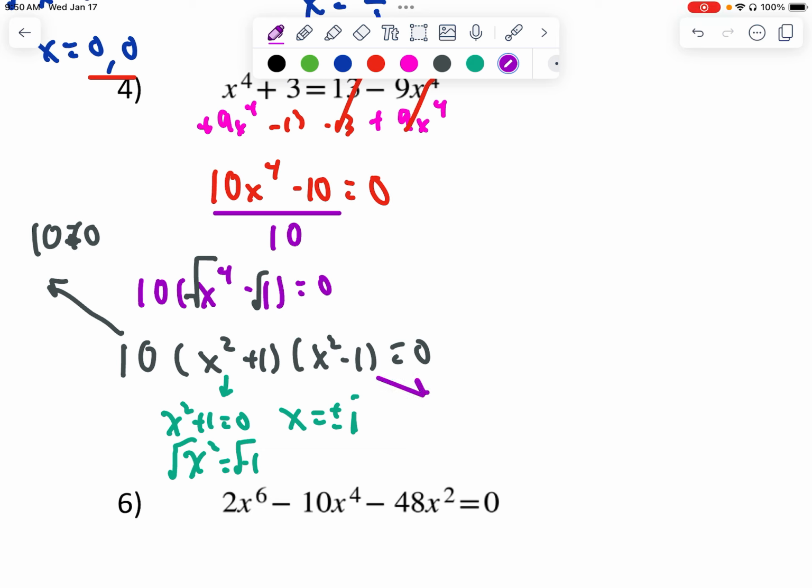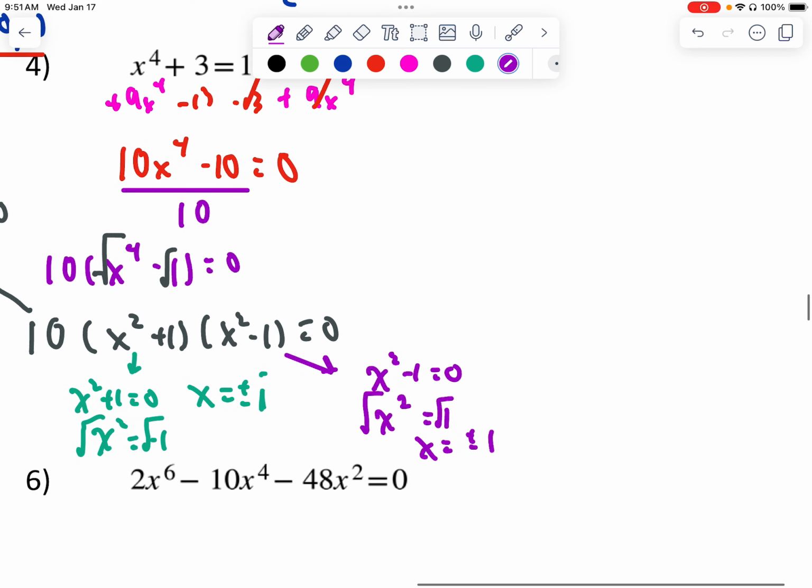Then on the right side here, x squared minus 1, I'll set that equal to 0. So that'll give me x squared equals 1 when I add 1 to both sides. And the square root of both sides gives me x equals positive and negative 1. So our four solutions here are x equals positive negative i and positive negative 1.